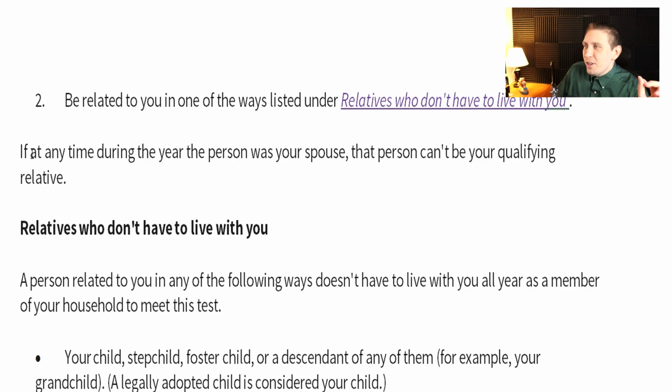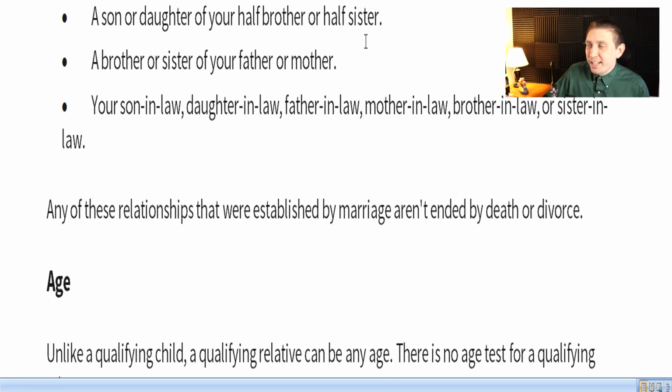The thing I do want to mention, though, it says, if at any time during the year the person was your spouse, that person can't be your qualifying relative because they're your spouse. Lastly, a very important detail to point out on this, it says any of these relationships that were established by marriage aren't ended by death or divorce. So even if the person passes away or you get divorced from your spouse and you're thinking, oh great, now they're no longer my brother or sister-in-law. Well, no, that's not the case.